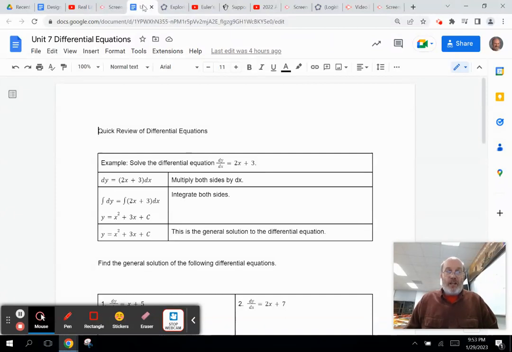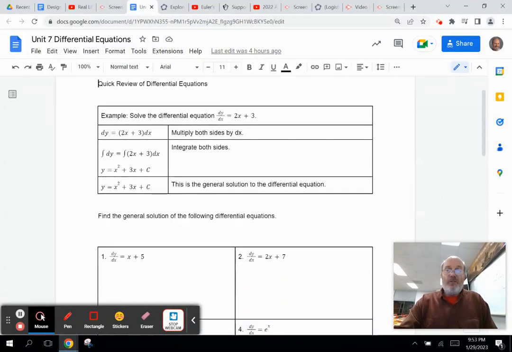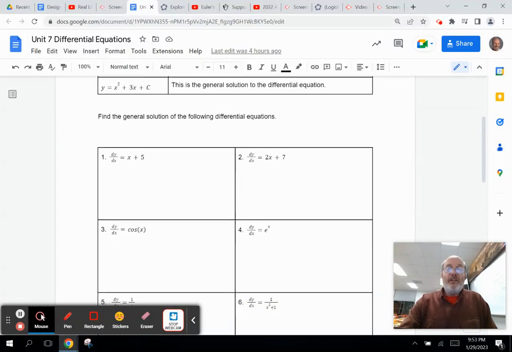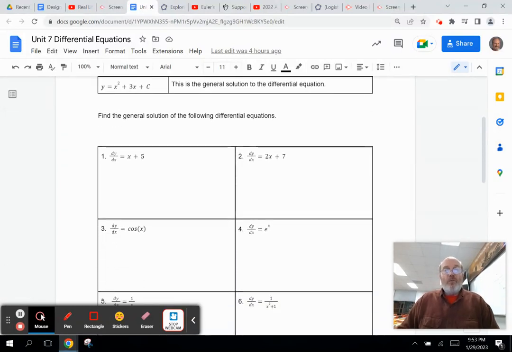We just multiply both sides by dx to get dy equals (2x plus 3) dx. Then we integrate both sides. The integral of dy is y, but the integral of (2x plus 3) dx, which you've already learned, is x squared plus 3x plus some unknown constant, because there's an infinite number of solutions to this equation. This is what we call the general solution to a differential equation. Later on, we'll talk about how to find the particular solution when we know a point on the graph of the solution to a differential equation.